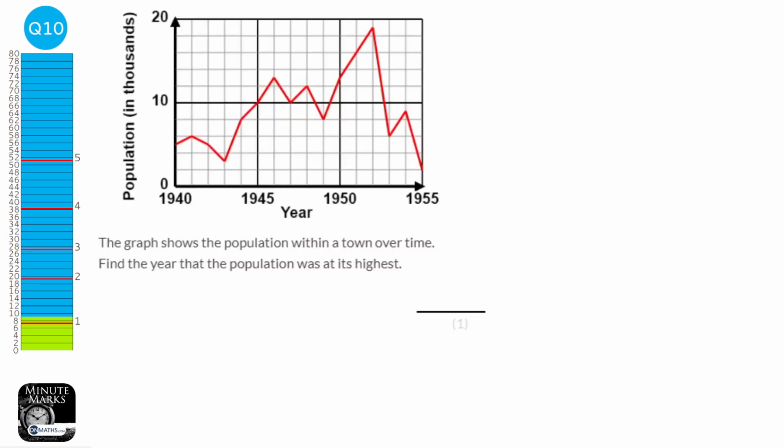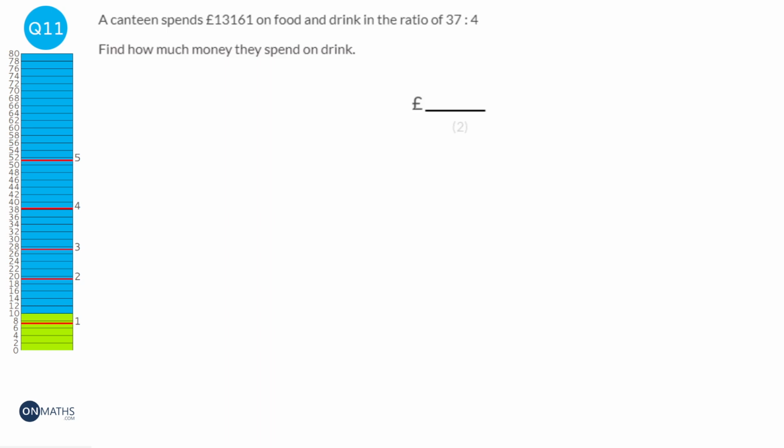So what we need to do is find out where the graph is at its highest, and so it's highest here. And so if we go down from there, we find out what year it is. Well, these years seem to be going up in one, so that's 1950, 1951, 1952. So the answer would be 1952.